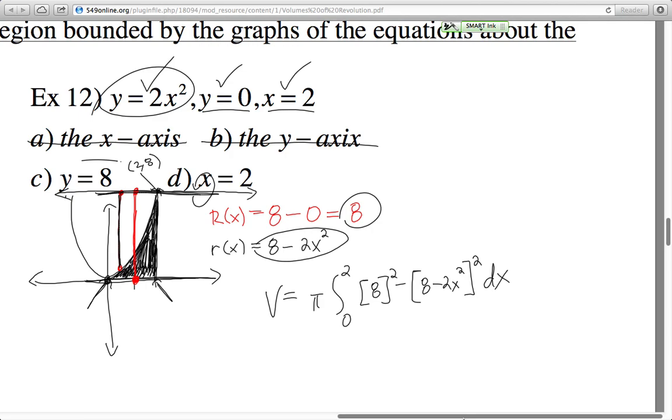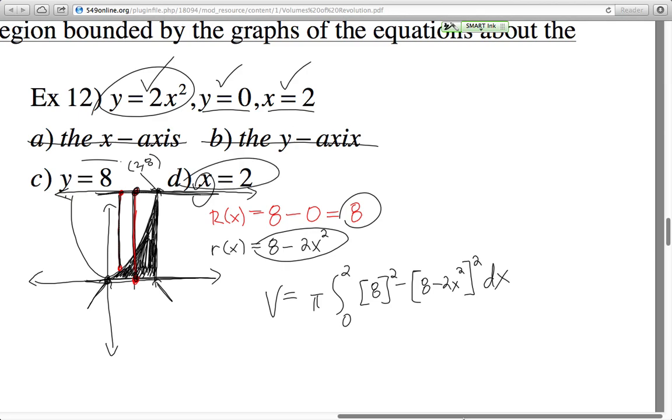Why the bottom minus 0 instead of 0 minus 8 for the radius? I thought we were revolving around y equals 8. I always do top minus bottom. I thought that was just the function. No, we're going around the line y equals 8. Listen, we're going around the horizontal axis. It's like going around the x-axis. I'm not going around a vertical axis.